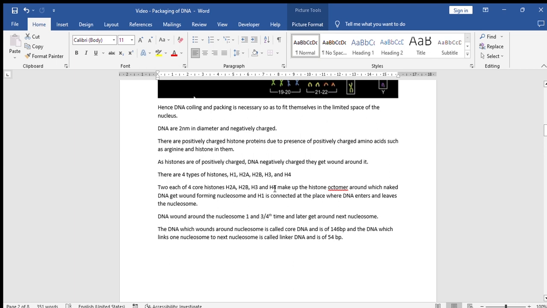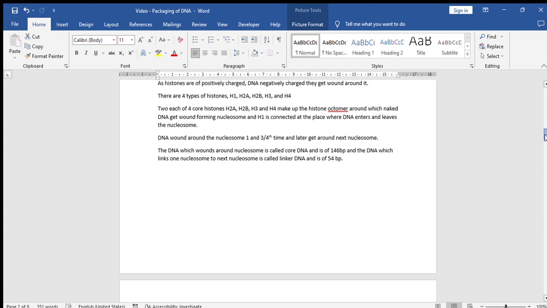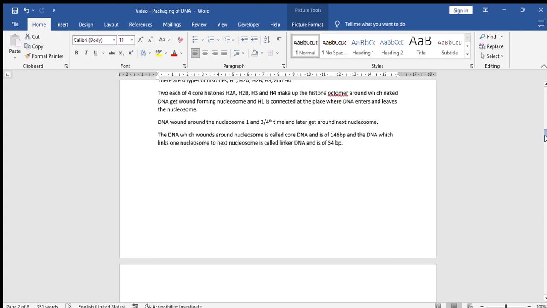Like these are the four core histones. So we'll have to name them. Let's show some callouts wherein we can mention that these are the four types of histones. And the naked DNA gets wound around nucleosomes. H1 is connected at the place where DNA enters and leaves these nucleosomes. So we can show that. So DNA wounds around a nucleosome 1 and 3/4 times, then the later gets around the next nucleosome.